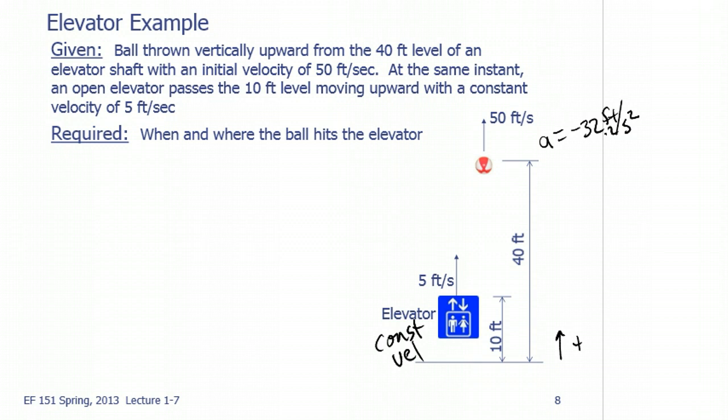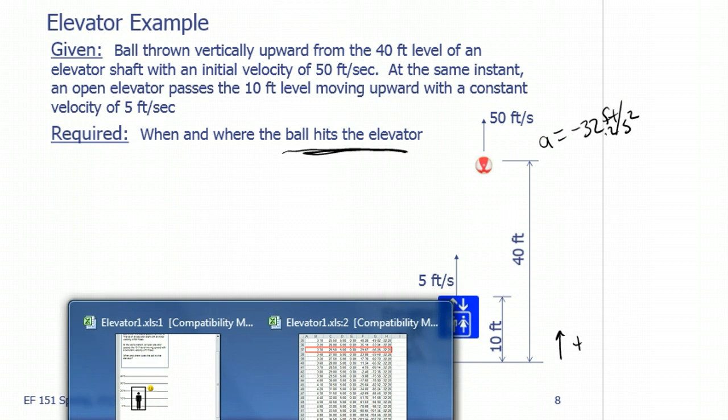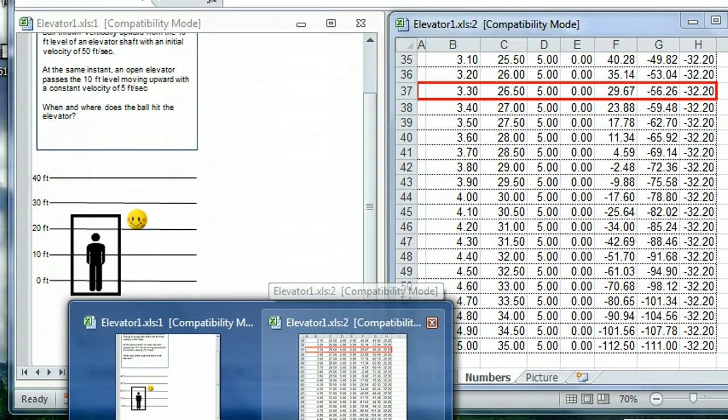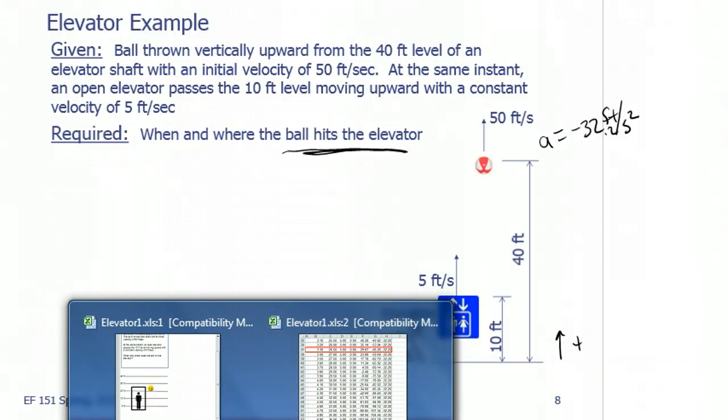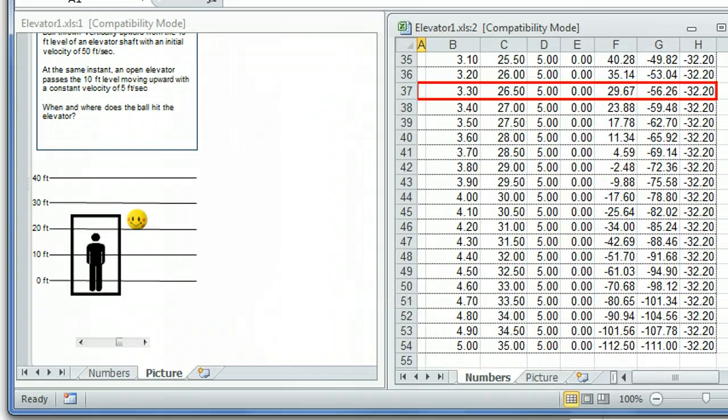Alright, so let's think about this. We want to find where and when the ball hits the elevator. Got this modeled in Excel, so let's look at that really quickly. You guys are learning Excel in ef105, so this is a good example of that. So I've got two windows here.